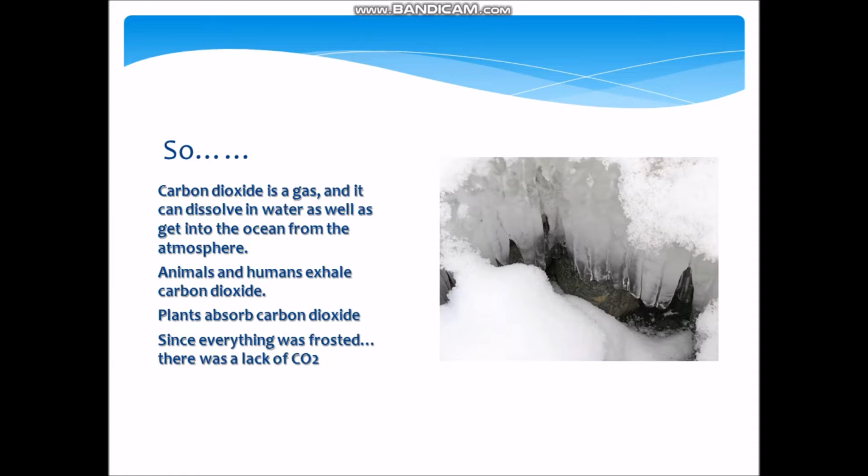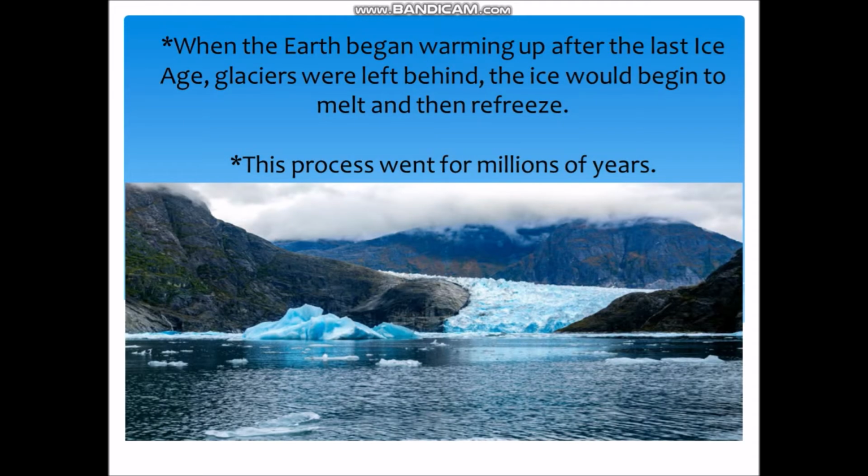So, carbon dioxide is a gas, and it can dissolve in water as well, getting into the ocean from the atmosphere. Animals and humans exhale carbon dioxide. Plants absorb carbon dioxide. Since everything was frozen, there was a lack of CO2. When the Earth began warming up after the last ice age, glaciers were left behind. The ice would begin to melt and then refreeze. This process went on for millions of years.